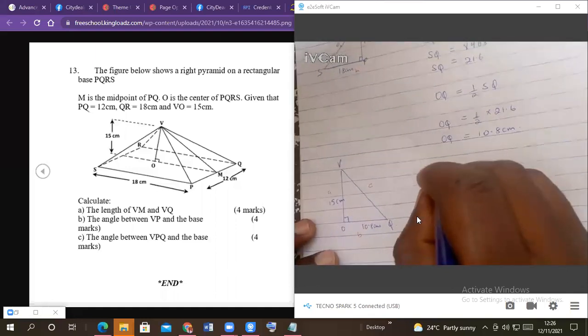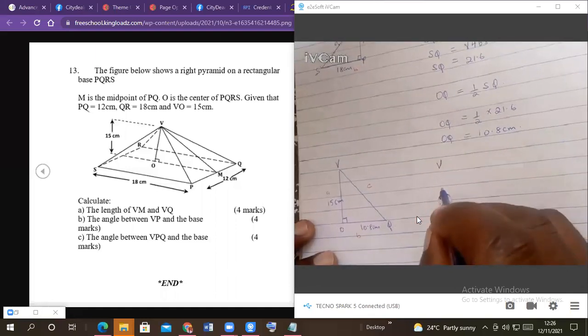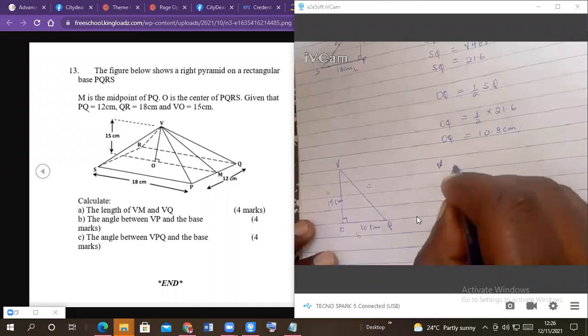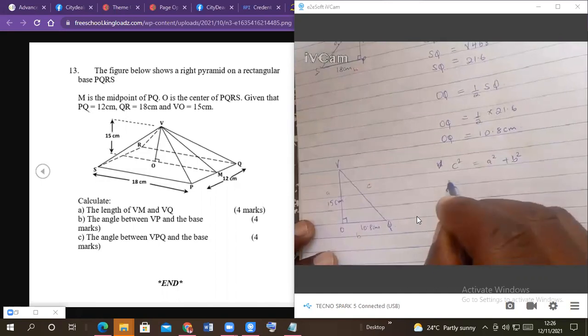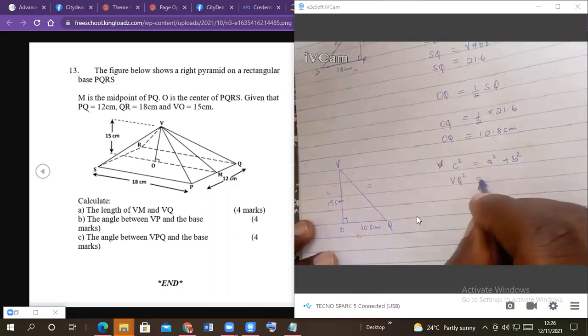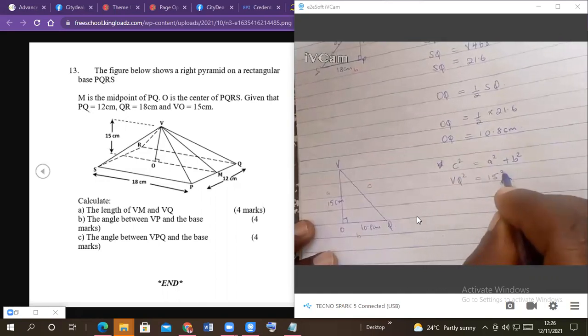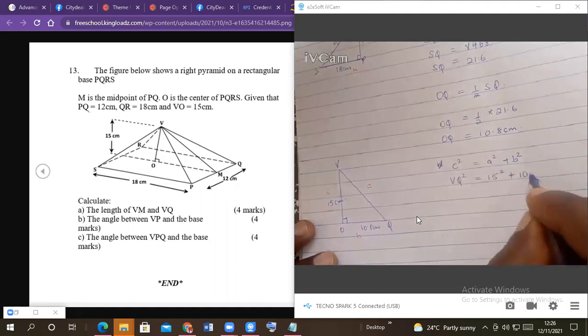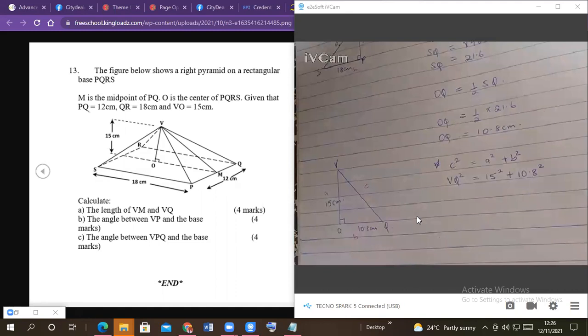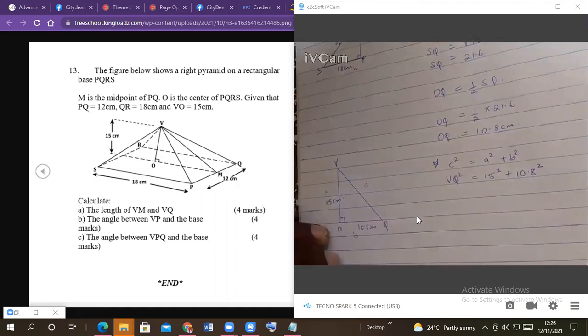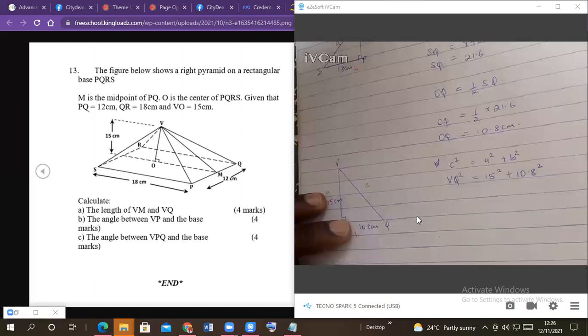So try out, because we have just seconds left. We can see it is C squared equals A squared plus B squared. So VQ squared is equal to 15 squared plus 10.8 squared. Try out and compare your answer, whether it is the same as the last one that we found. In case we don't finish this, you finish it on your own and then you resume the lesson.